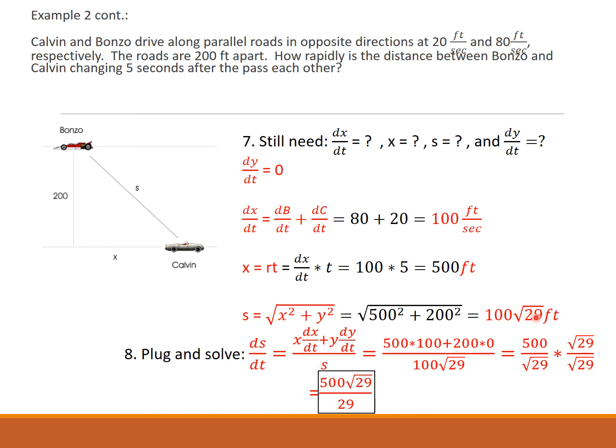And then s is going to be that 100 square root 29. I know it's ugly, I'm sorry. And that's going to be equal to, so we see if that's 0, then these 100s are going to cancel. We'll just get 500 over the square root of 29. Now, with a lot of these answers, they do not like having a square root in the denominator. So we're going to multiply by the square root of 29 over the square root of 29, which is going to make this a 29 on the bottom and give us a 29 on the top. So our answer is going to be 500 square root 29 over 29 feet per second. So that's going to be our ds/dt.